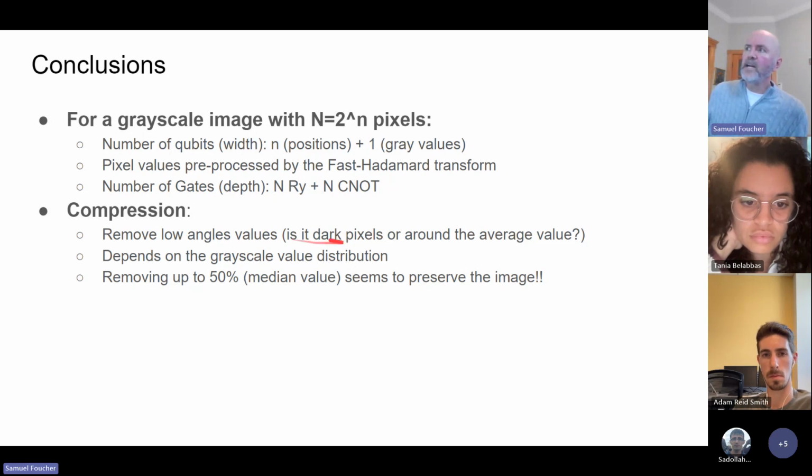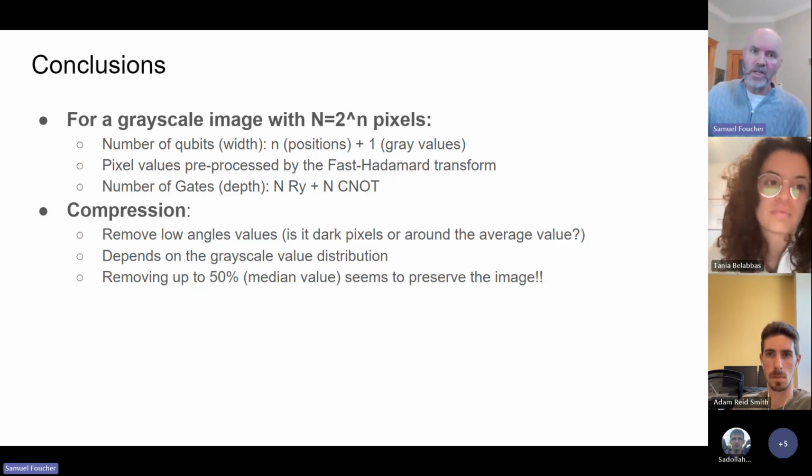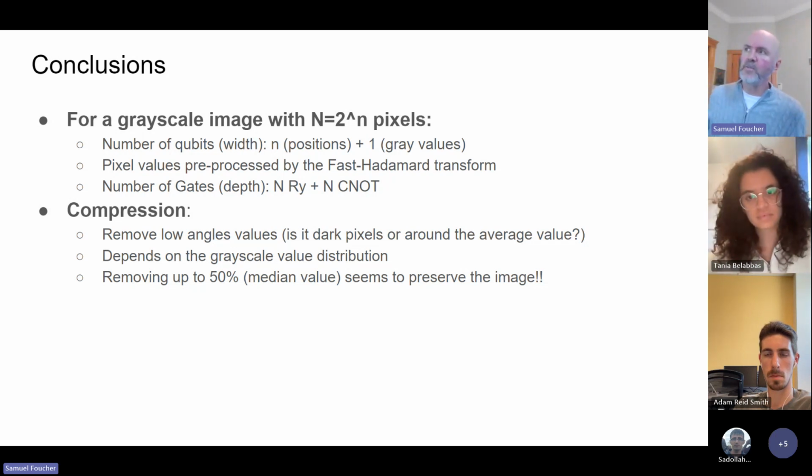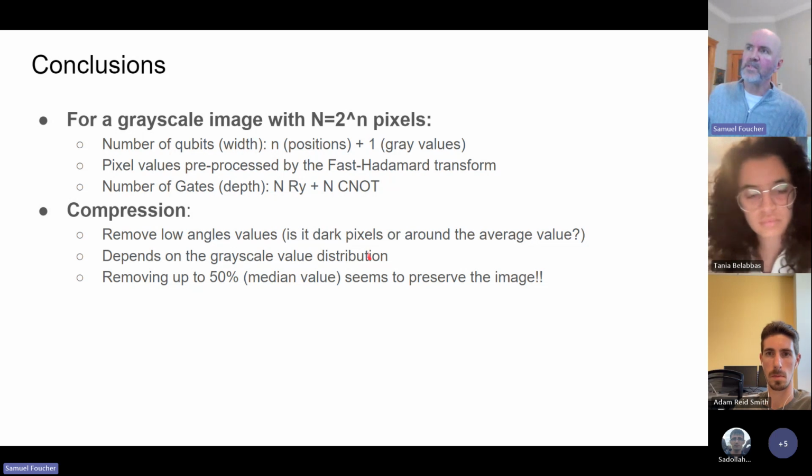Well, I think it's the dark pixels. It's not clear in the paper. Is it around the average value of the image? Basically it's a thresholding of the image. How do you perform that thresholding? I'm assuming they remove the dark pixels first.